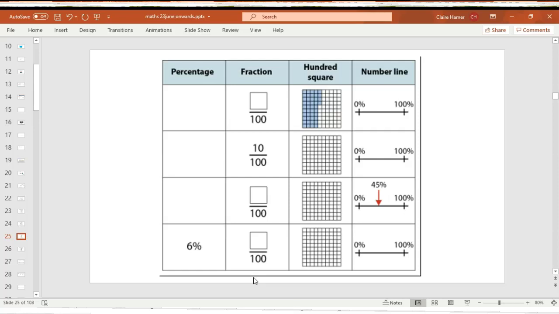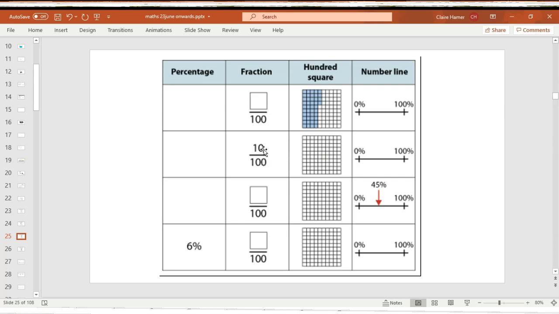Okay, what about this time? So this time you need to find the information. So there's always one piece of information. So on this first question, it's the 100 square. So counting 10, so you've got 10, 20, 30, 40, 41, 42, 43, 44 blue squares have been shaded. So what would the fraction be? What would the percentage be?